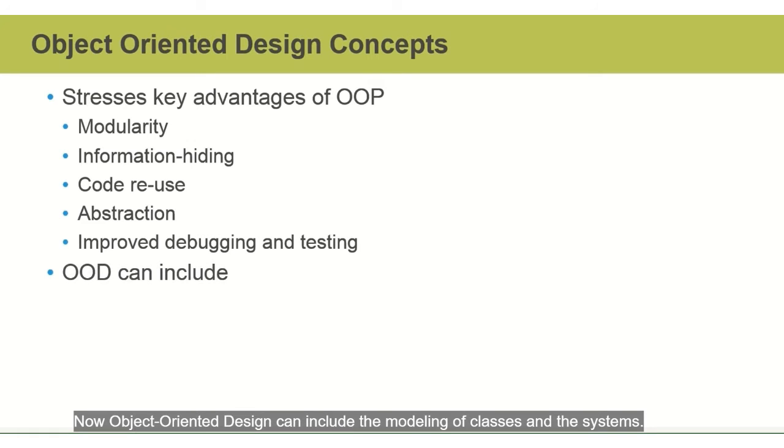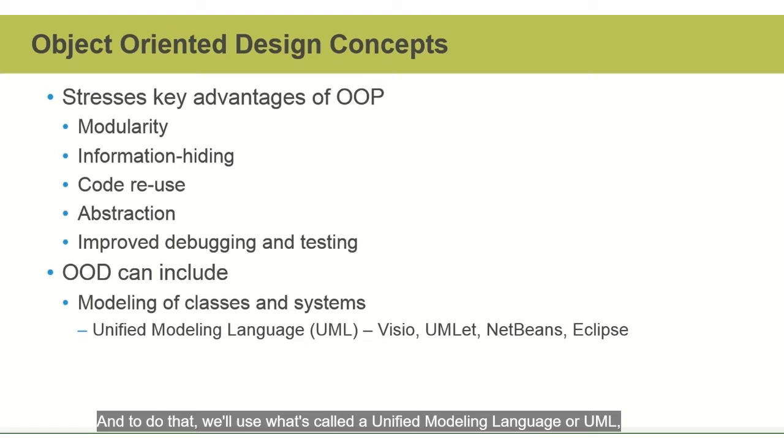Now, object-oriented design can include the modeling of classes and systems, and to do that, we'll use what's called Unified Modeling Language, or UML, which is basically just a graphical representation of things like objects and classes, the different states that these objects are going to be in, so use case diagrams, things of that nature.